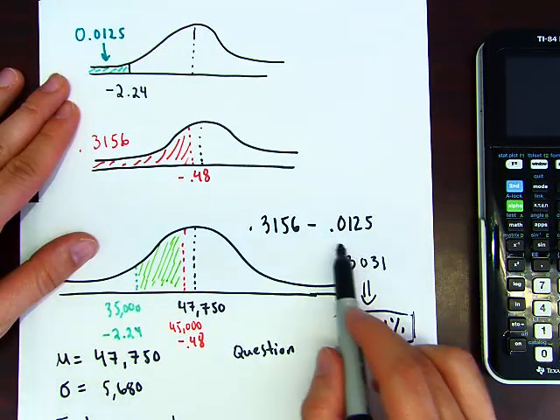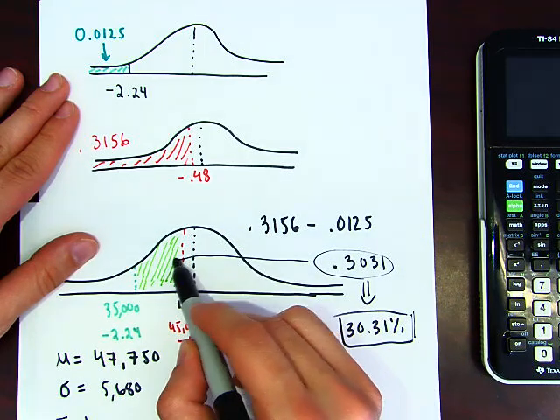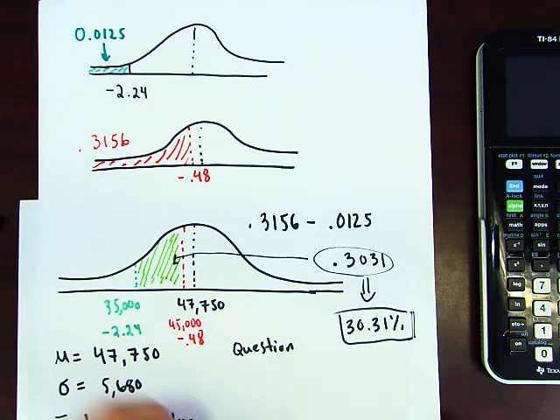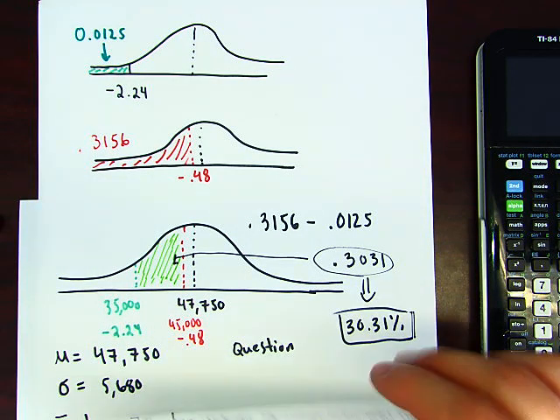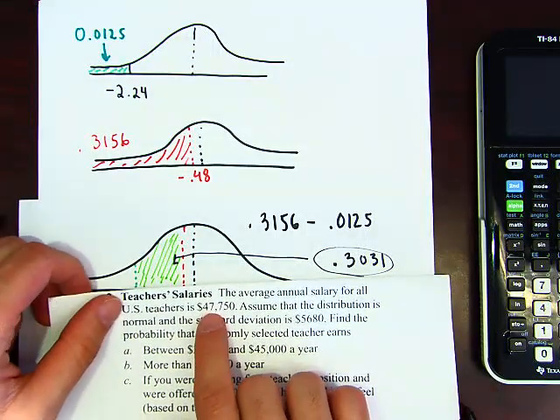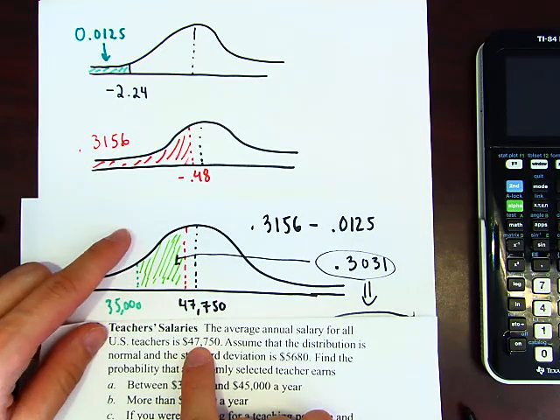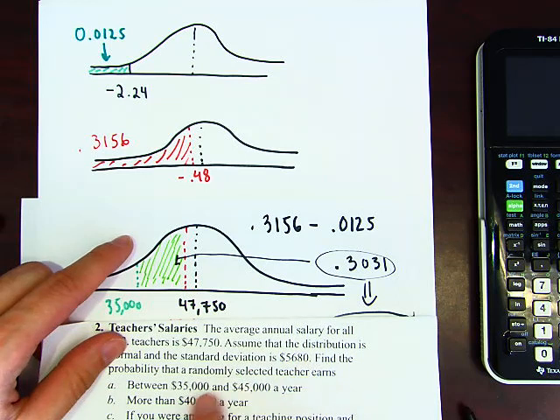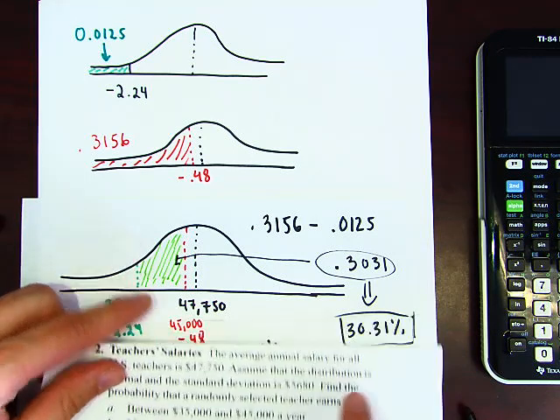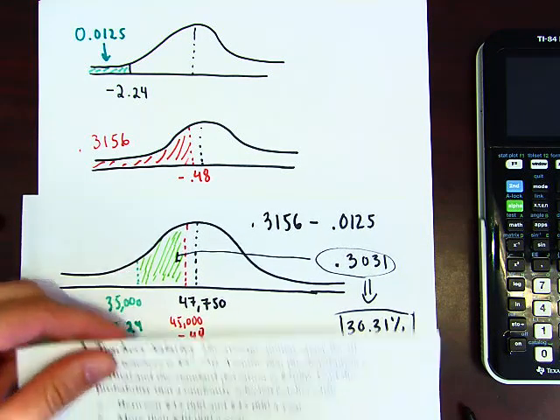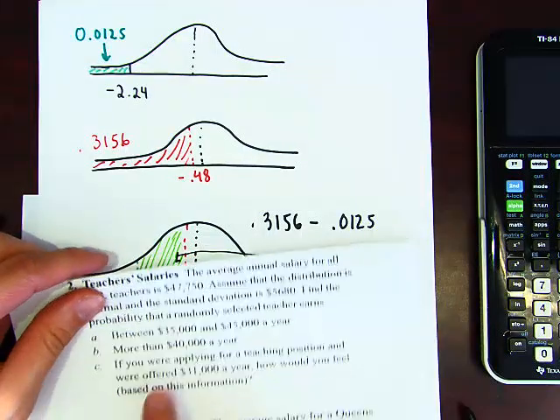And that's it. This number over here represents this area in the green, and that's what we want to find. So if this is the mean salary for a teacher, and this is the standard deviation, what's the probability that a teacher has a salary between 35 and 45,000? It's a 30.31% chance. Okay? All right, let's try and do the next one, and then we're done.